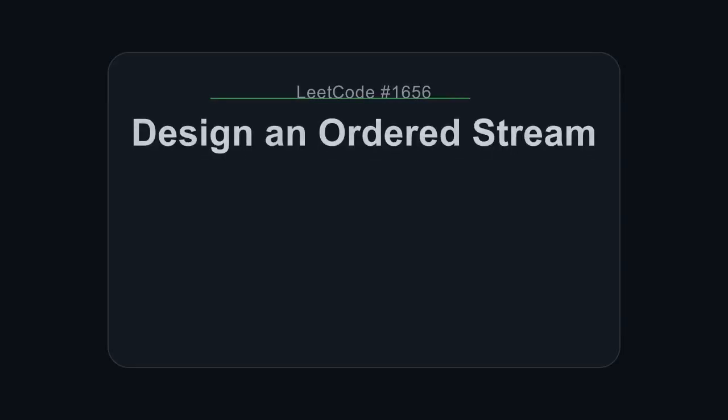Today we're tackling a design problem, building an ordered stream. The challenge is to reconstruct a sequence from fragmented, out-of-order data. How do you ensure you only release continuous chunks, even when pieces arrive late?